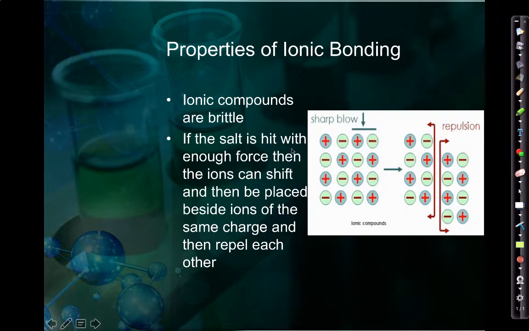Now, ionic compounds are also brittle. This is because of their crystal lattice structure. Normally, you're going to have positive, negative, positive, negative. Well, if you put pressure on this and shift it down, then you have the positive next to the positive and the negative next to the negative, and they repel each other, so it breaks. So that's why it's considered to be brittle.